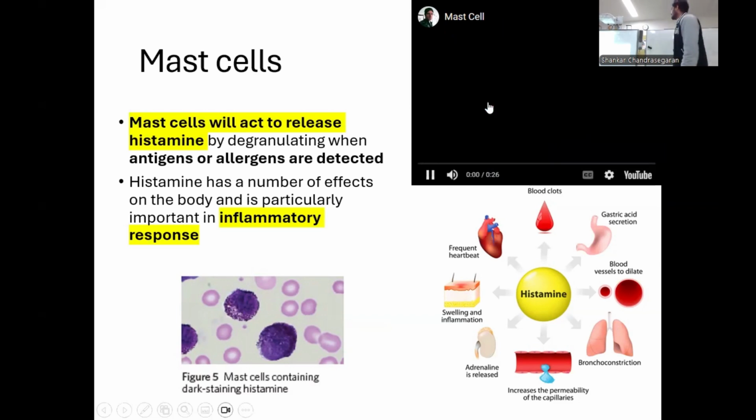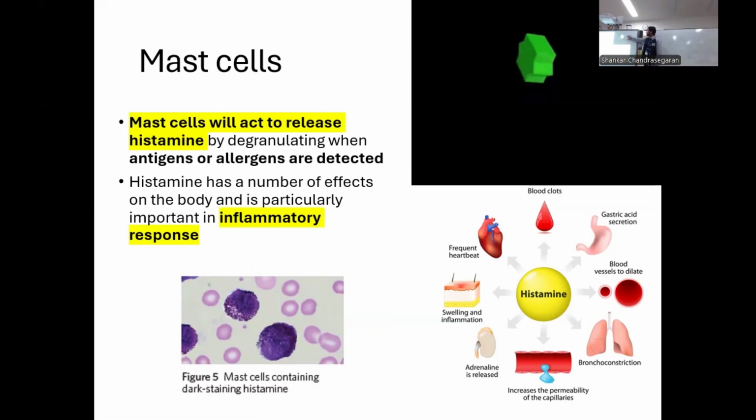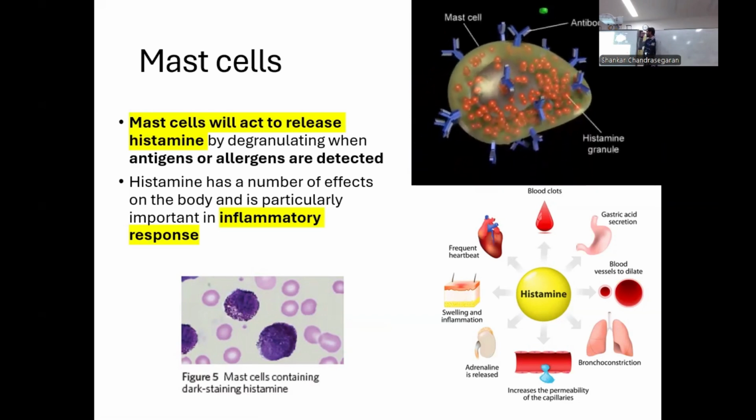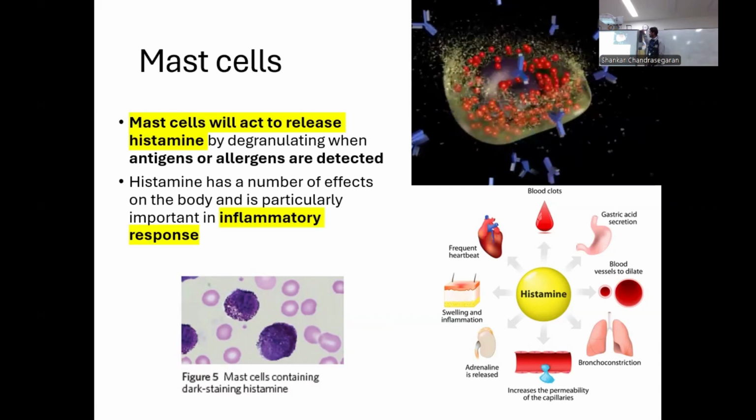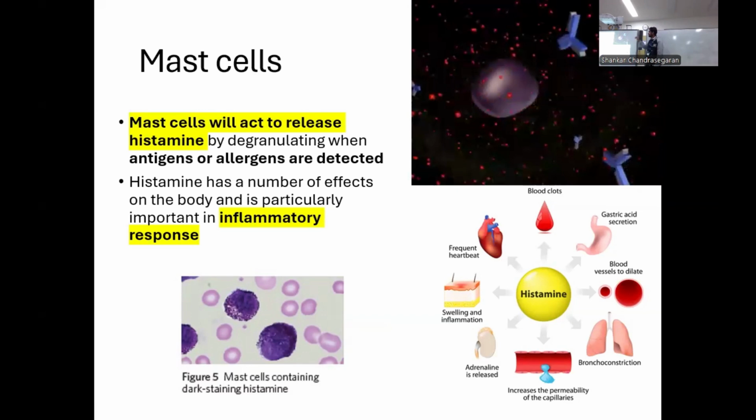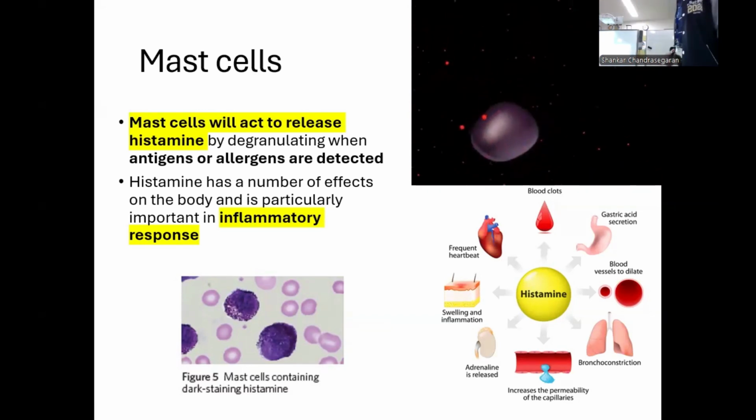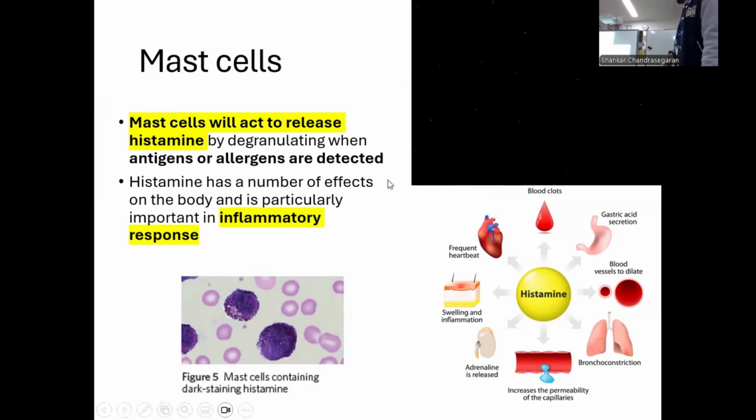If you've ever wondered what degranulating means, it's this action where an antigen comes into contact with the mast cell, and as soon as it does that, the mast cell literally just ceases to exist and releases all the histamine it has. Yeah, that's degranulating, right? It just releases all the histamine that it has at that very stage.